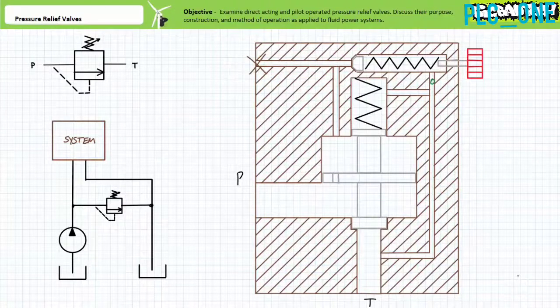Is it any wonder that fluid filtration and conditioning play such an important role in the safe and reliable operation of fluid power systems? For this reason, systems regularly filter fluid and often incorporate rupture or burst discs as last-ditch pressure relief mechanisms.